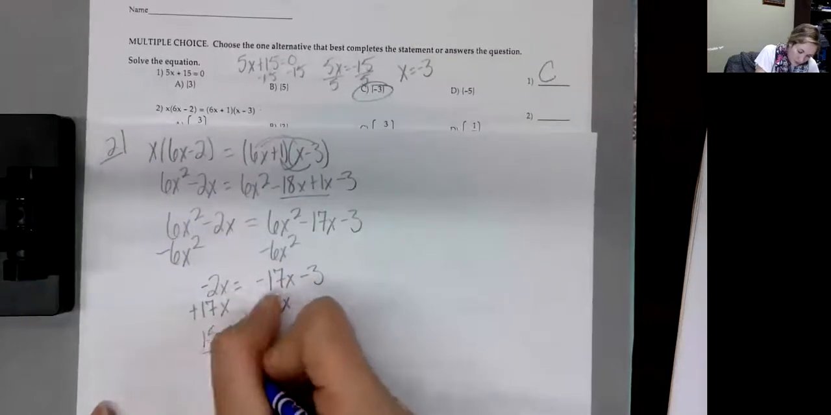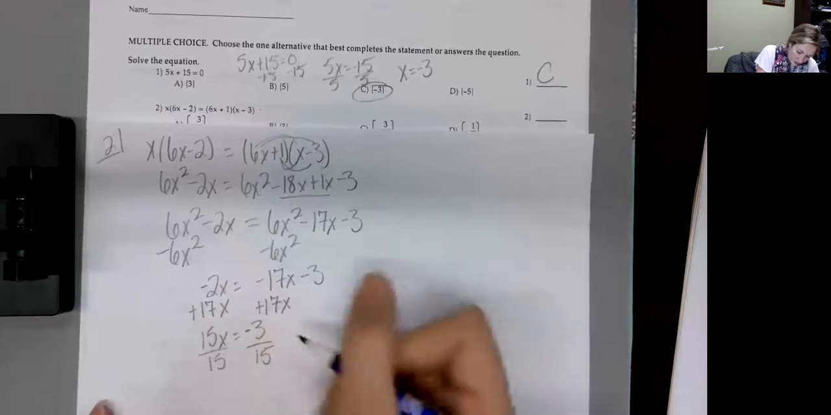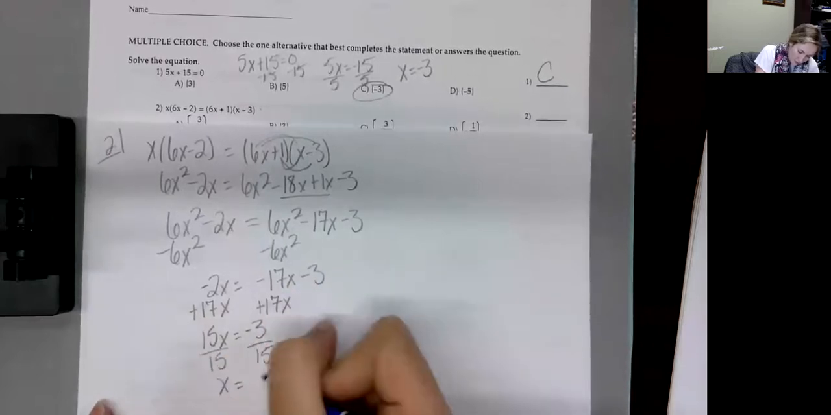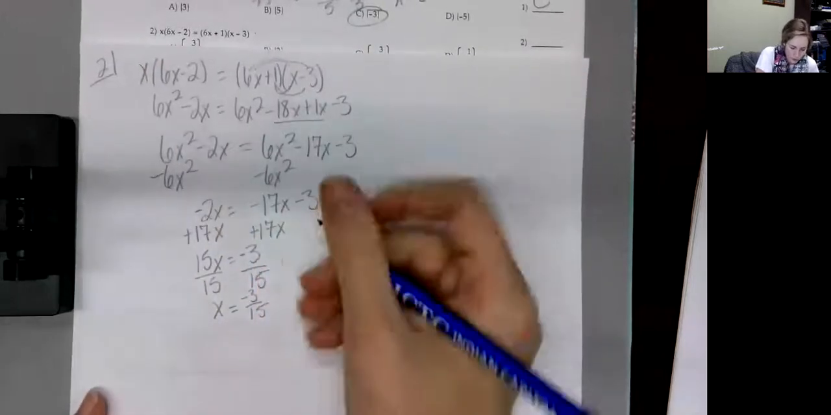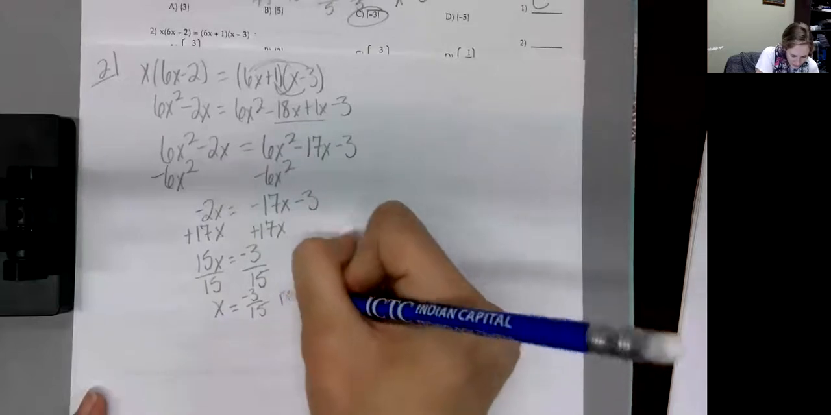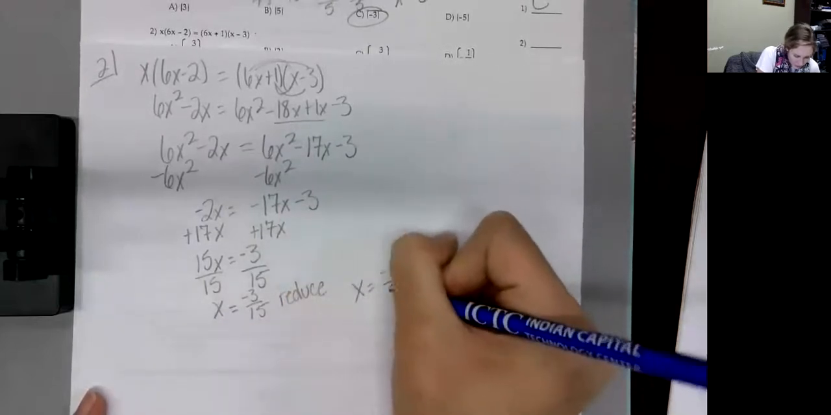Then we would divide by 15. We're getting x alone. So x would equal negative 3 over 15. But this reduces because 3 goes into both. So I'm going to write reduce beside this. So x equals negative 1/5.